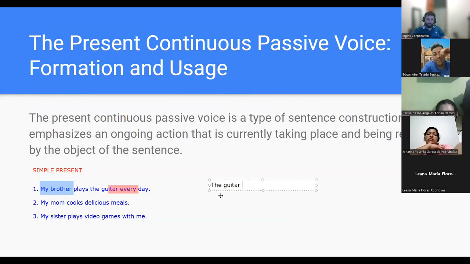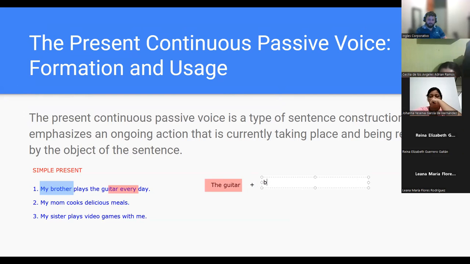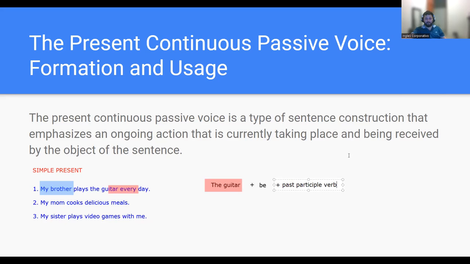So I want you to notice something, guys. For simple present, yes, we're going to use the object of the sentence first, right? And this is going to be followed by the verb be, okay? It's not called the verb to be, guys. It's called the verb be, okay? It's going to be followed by the verb be, and then this is going to be followed by a past participle verb, okay? What is the past participle verb? The third form of the verb. So in this case, it's played, right?